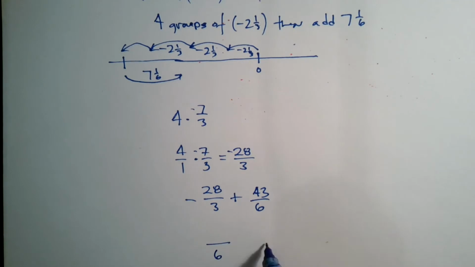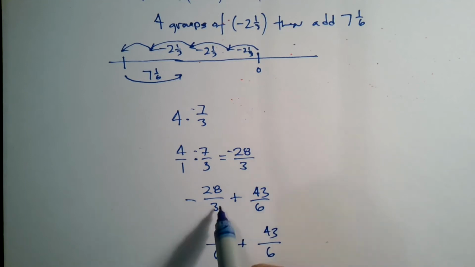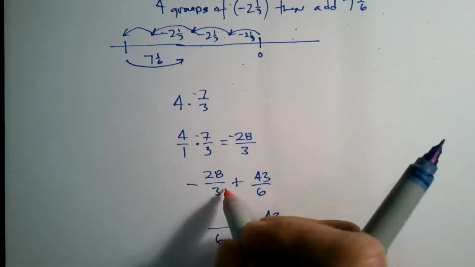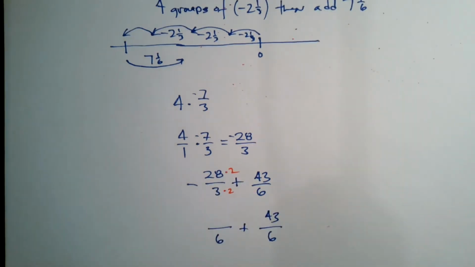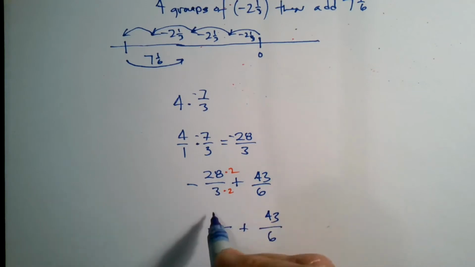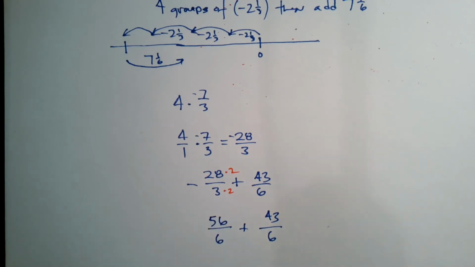My denominator is 6 over here, so that one's good to go. But I need to change the other to be something over 6, which means multiplying top and bottom by 2. So 6 is on the bottom, and on the top, 2 times 28 is 56. So we have -56/6 plus a positive 43/6.